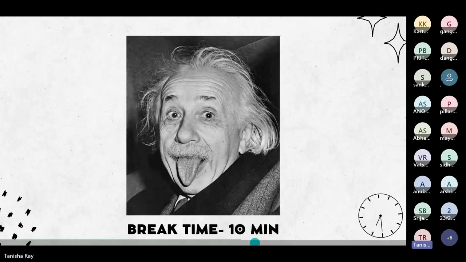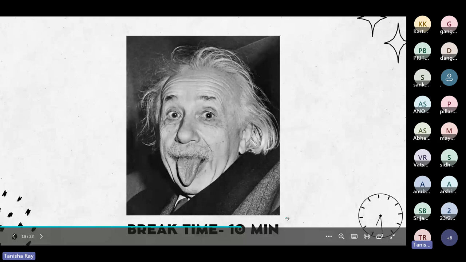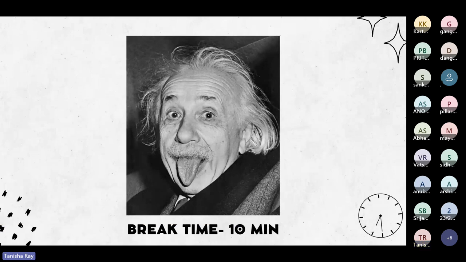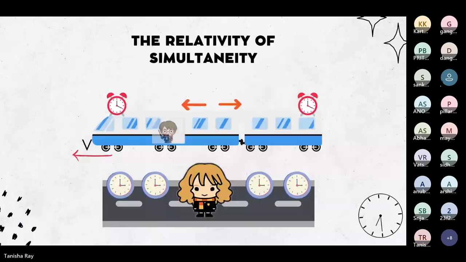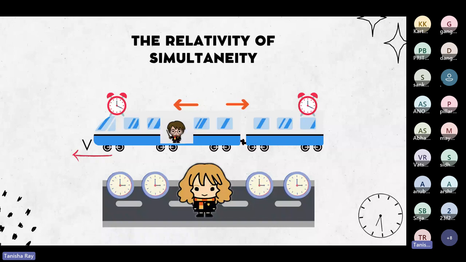Now we are going to move to the more interesting part of special relativity, now that we are done with the basics. Till now, at least, we had this idea that an event which is simultaneous should remain simultaneous for everyone. But now we are going to see something which is going to break this belief of ours. And just giving you some hint again, the first clip that I started with has got to do something with this topic. So here we are at the relativity of simultaneity.